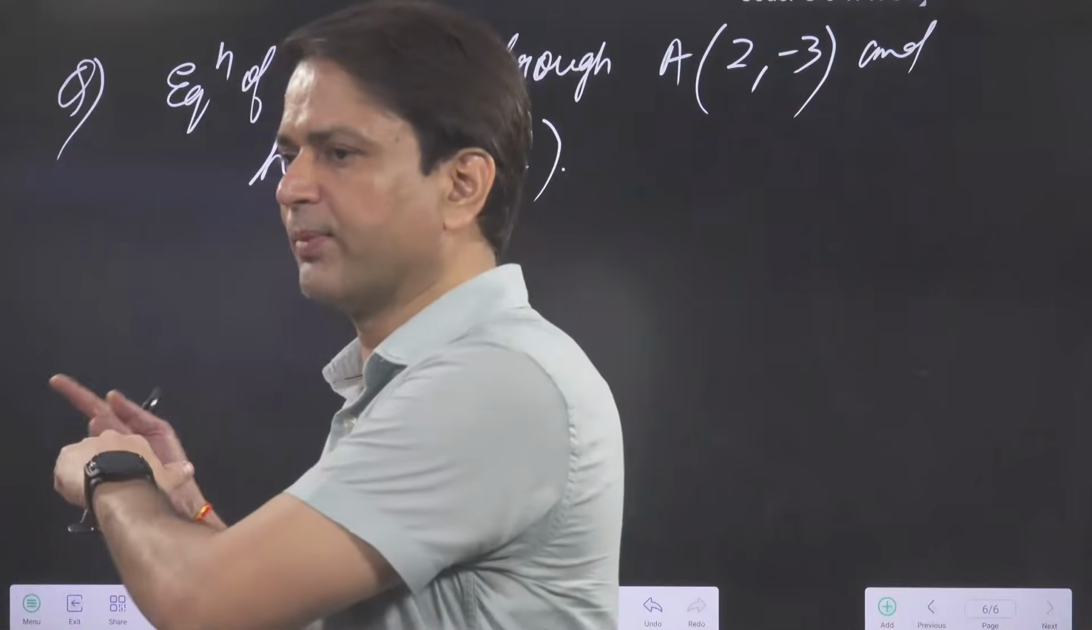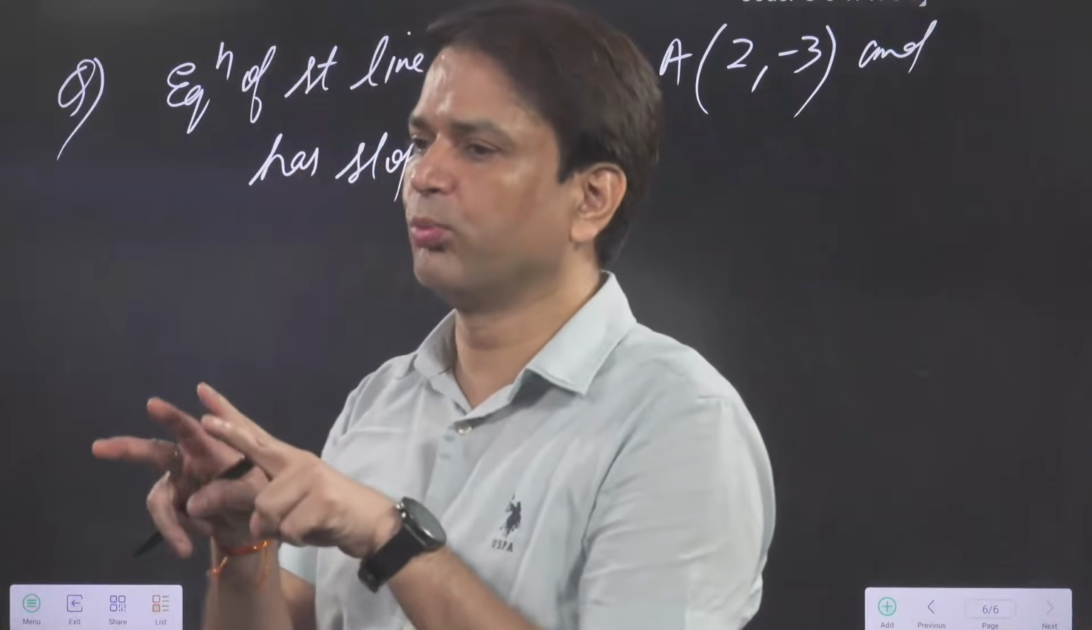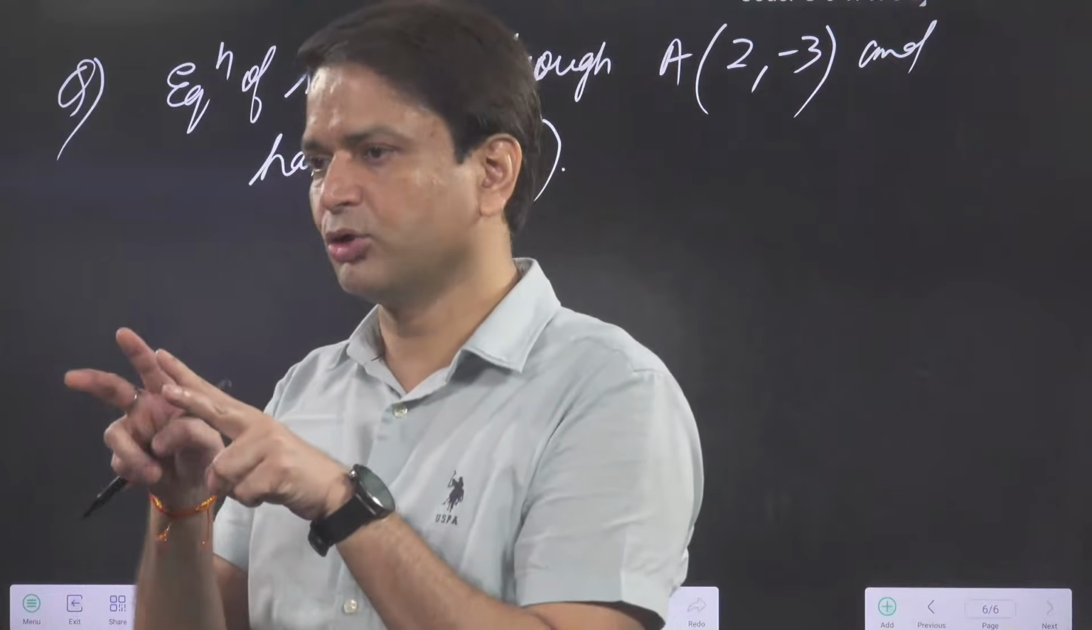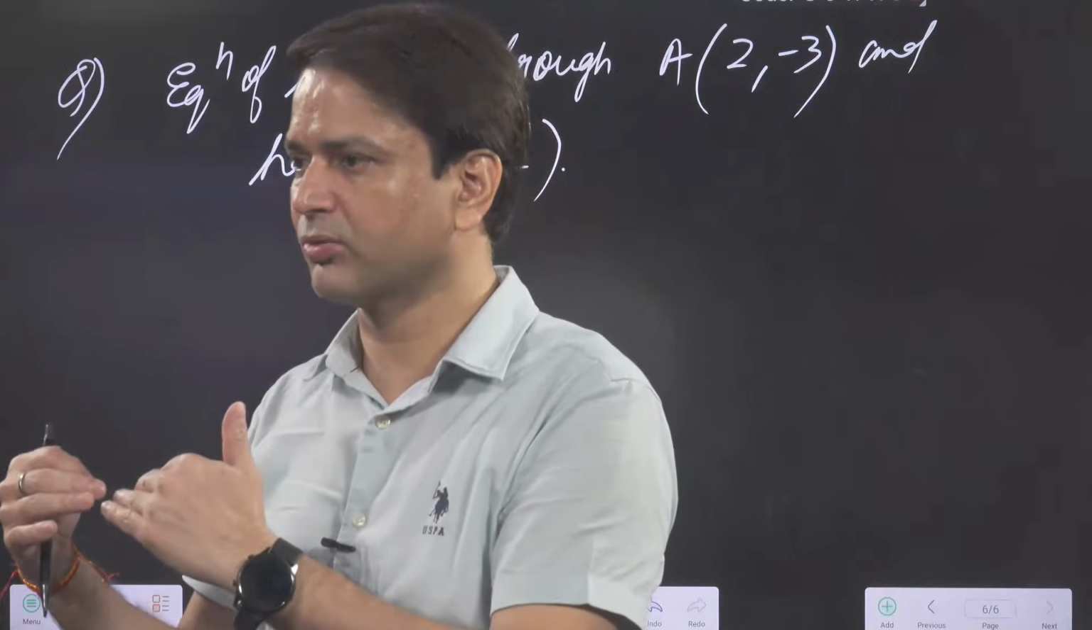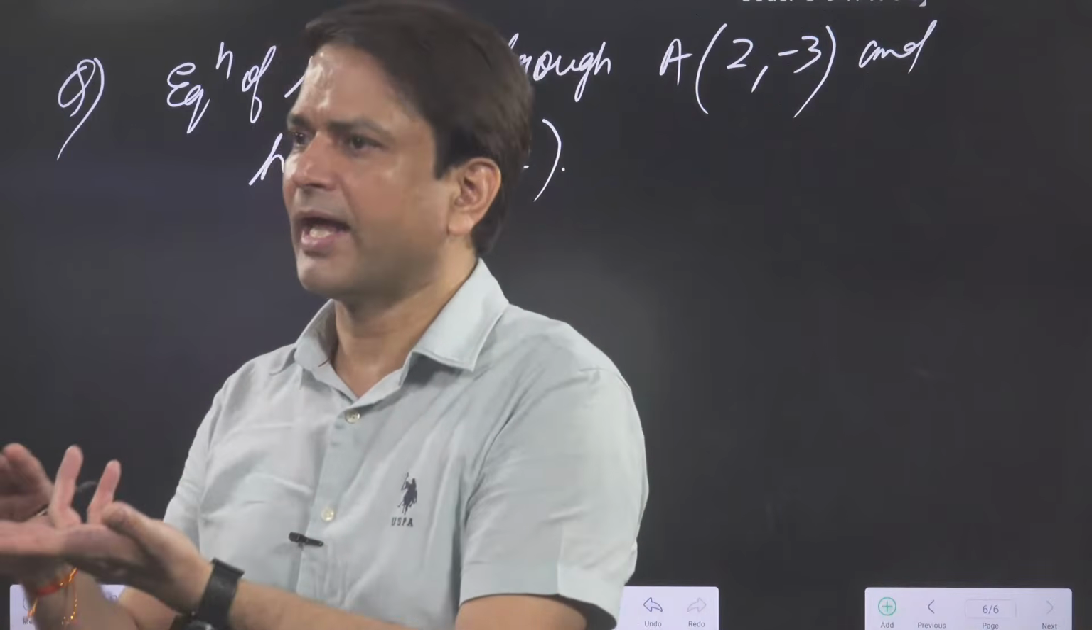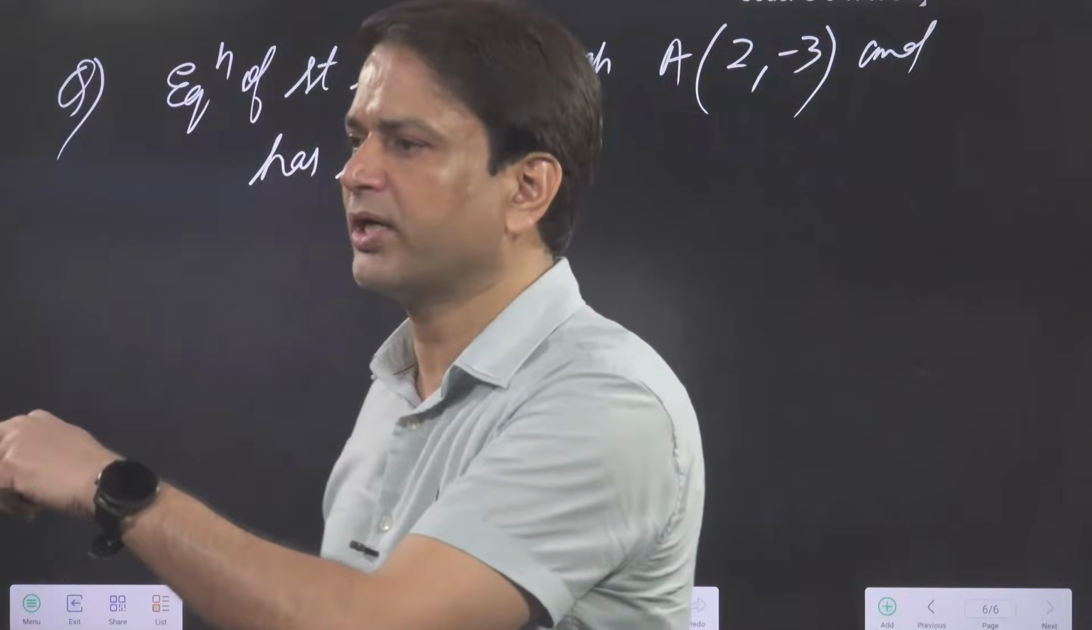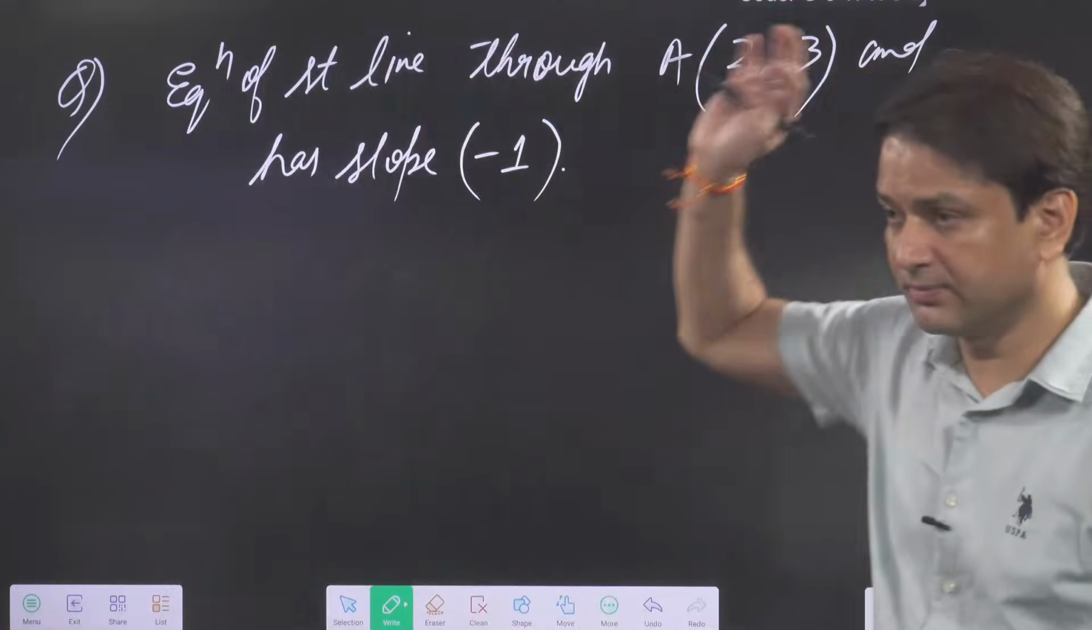Like I gave the 1 point and slope. Suppose they give the 2 points directly. So from the 2 points, you will find the slope value. M is equal to y2 minus y1 upon x2 minus x1. After getting the slope, any 1 point you can take, and that slope you can take, and then you can write the equation of line.